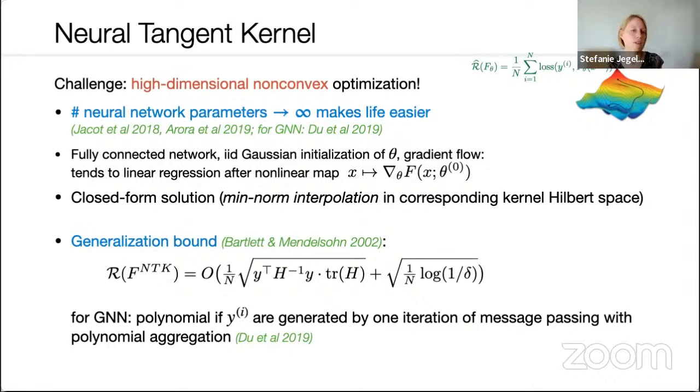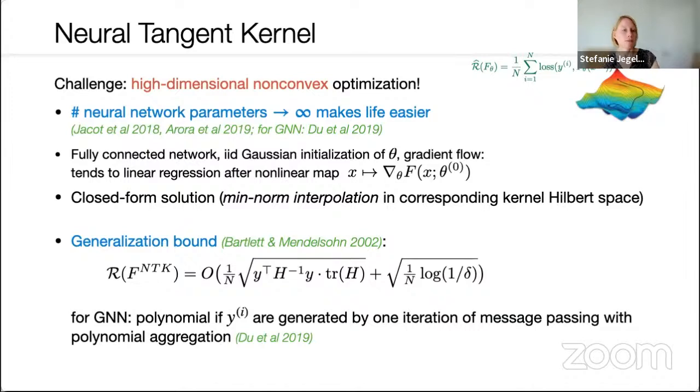So now we still have to show that this bound is actually bounded, and we can bound this polynomially, for example, in the case of graph neural networks, if the labels y are generated by something that looks like one iteration of message passing with a polynomial aggregation function. So really by one step of this aggregation. Why one step? Typically, the neural tangent kernel is much easier if we look at shallow networks, because if we look at a Gaussian initialization and a shallow network, we get a nice closed form of what this kernel actually looks like.